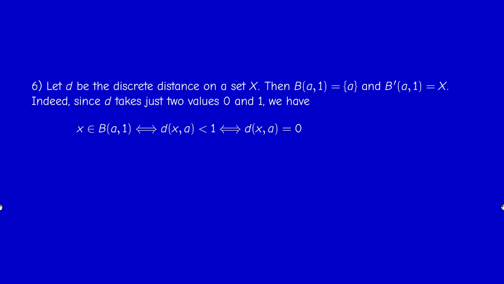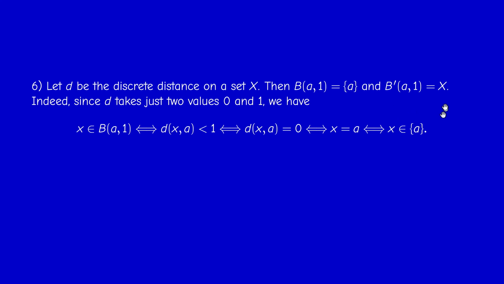Right? This is not true for every distance. This is just very specific to the discrete distance. So the distance is 0 happens when x equals A. So an element is here if and only if it's here. Okay, so the open ball of center A and radius 1 is just reduced to the center of the ball.